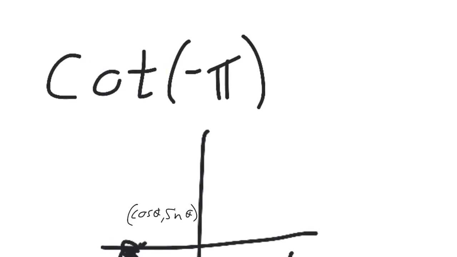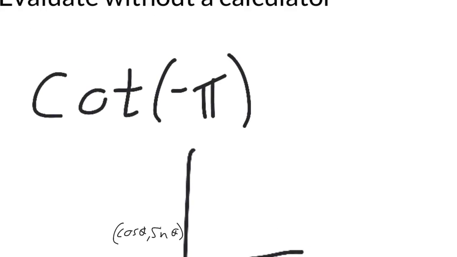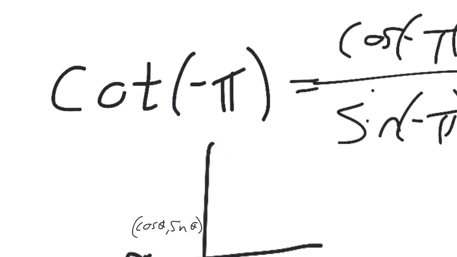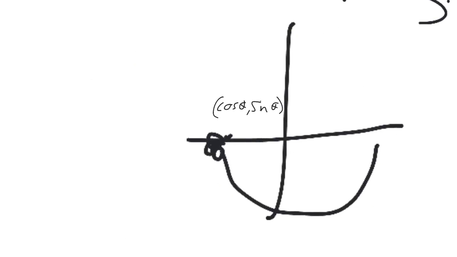So cotangent is the reciprocal of tangent. So that means instead of doing sine over cosine, which is tangent, cotangent is cosine of negative pi divided by sine of negative pi. And we have those values from our dot here. This is on the unit circle negative 1 comma 0 because the unit circle has a radius of 1. It can only be one space from the origin.